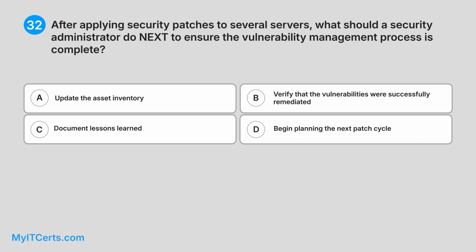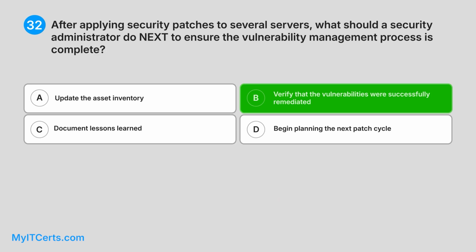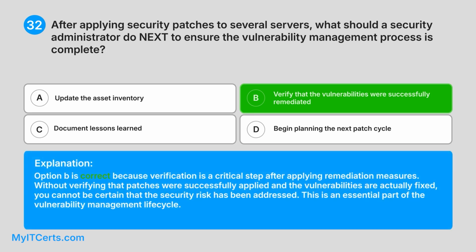Correct answer: B. Verify that the vulnerabilities were successfully remediated. Explanation: Option B is correct because verification is a critical step after applying remediation measures. Without verifying that patches were successfully applied and the vulnerabilities are actually fixed, you cannot be certain that the security risk has been addressed. This is an essential part of the vulnerability management lifecycle.